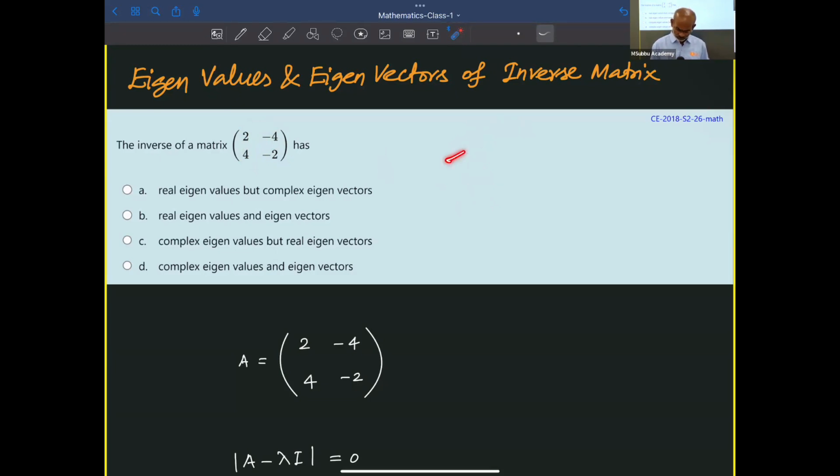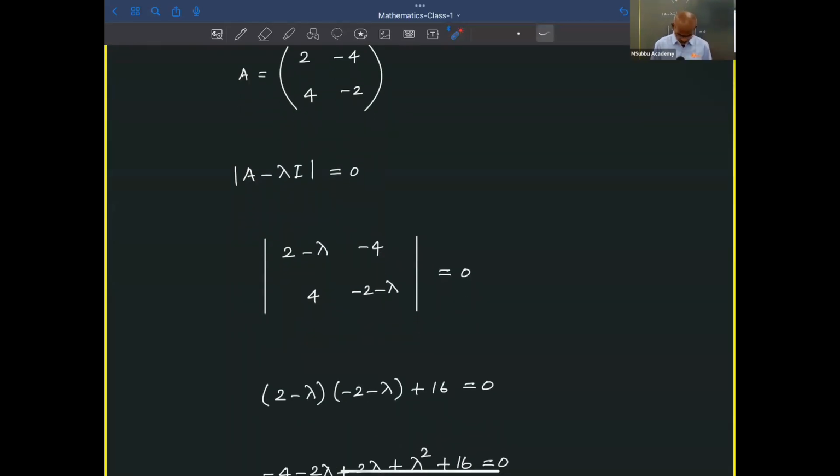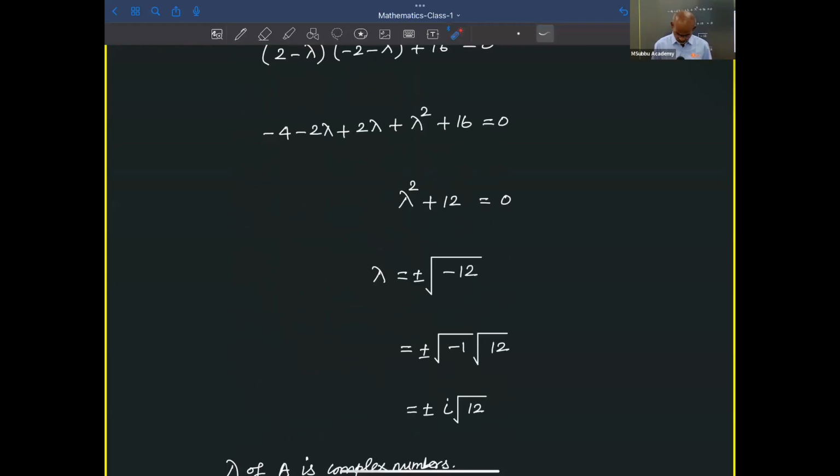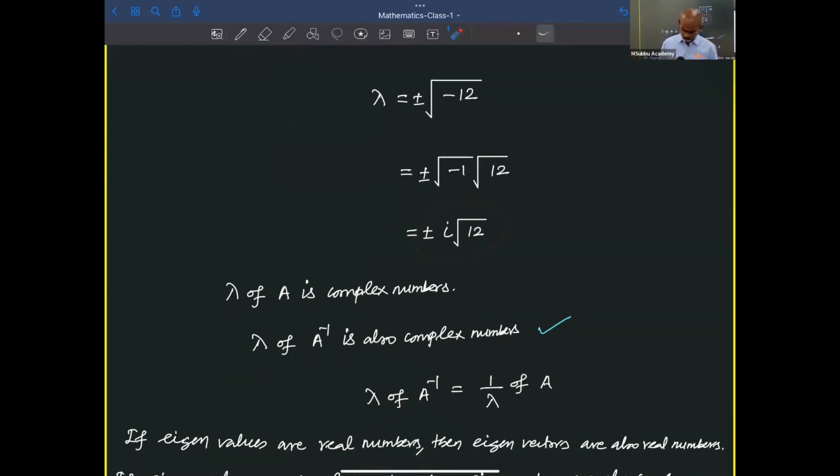So this inverse is -1. Okay. So first let us simply get the eigenvalue for the given matrix. For that, A minus lambda I equal to 0. By that we are getting lambda for the original matrix, which is coming as a complex number.